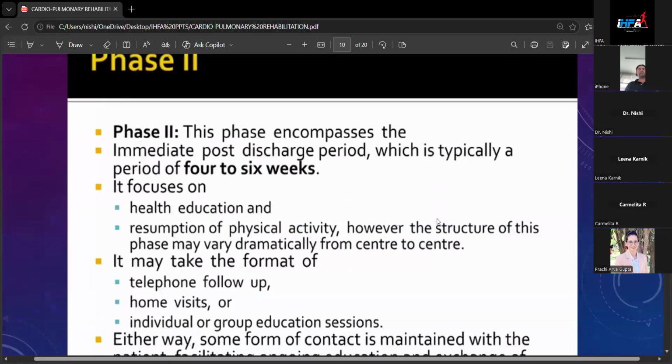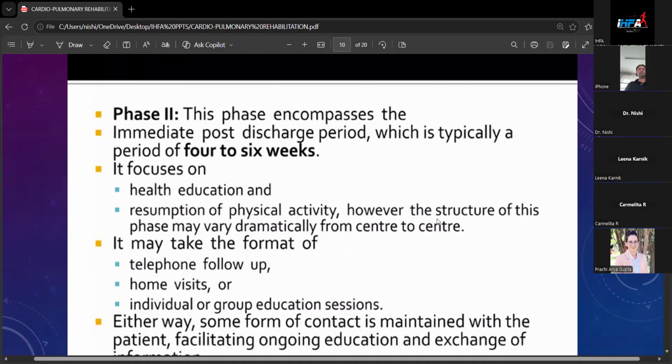In phase 2 rehabilitation, it is usually the post-discharge period, which is typically 4 to 6 weeks. It focuses on health education and starting physical activity, where the intensity of the exercises will definitely be more than phase 1. Okay, imagine in phase 1, your intensity of exercise is mild, around 30 to 40% of the heart rate max. In phase 2, it should be between 40 to 50%. So the intensity should be more, the repetition should be more, and the exercises should be more complex. And these exercises can be done as outpatient, which is in your clinic, or it could be home based also.